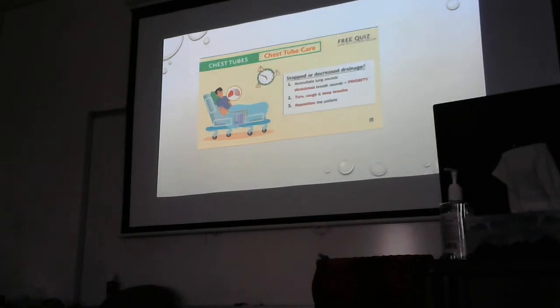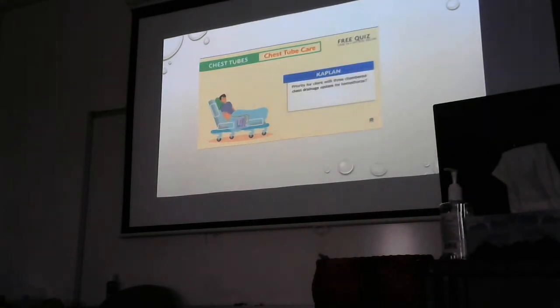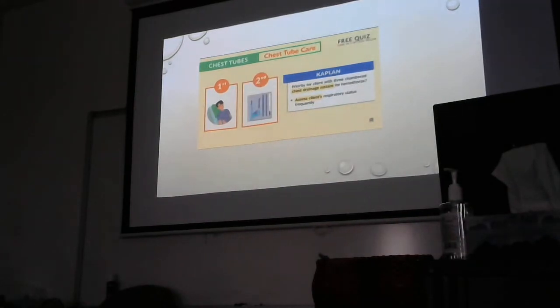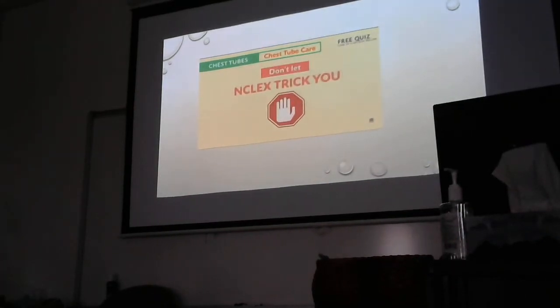Now, Kaplan had a question about this, asking about priority for a client with a 3-chamber chest drainage system for hemothorax. And the answer is to assess the client's respiratory status frequently. Remember, we assess the patient first and then devices later. So don't let the NCLEX trick you here.